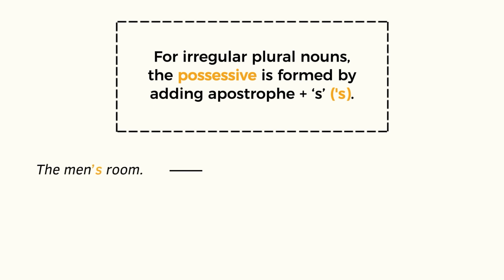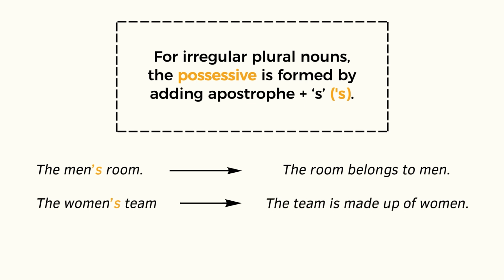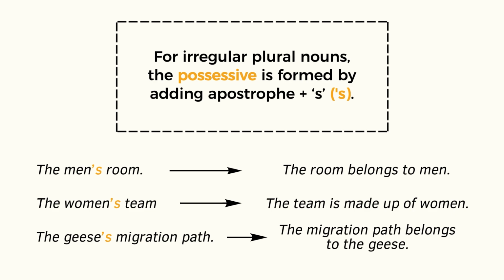The men's room. The room belongs to men. The women's team. The team is made up of women. The geese's migration path. The migration path belongs to the geese.